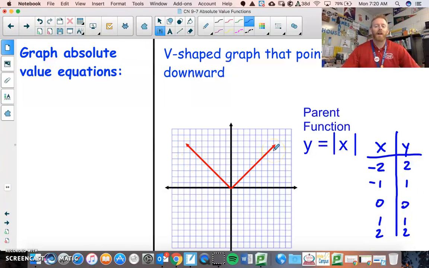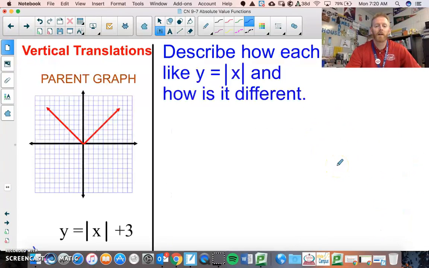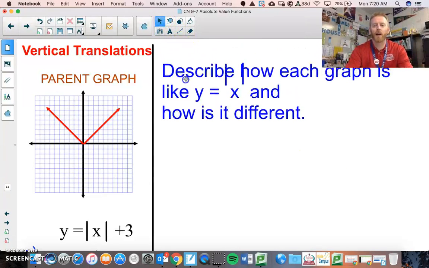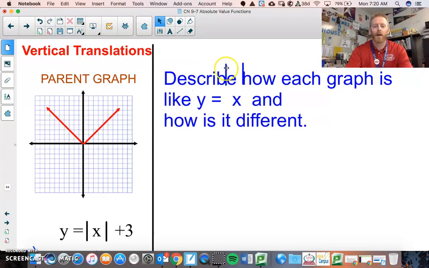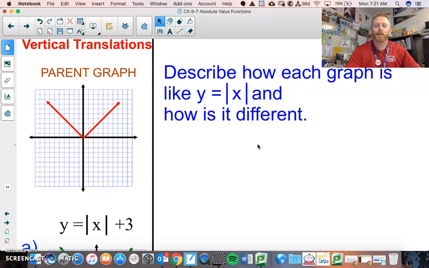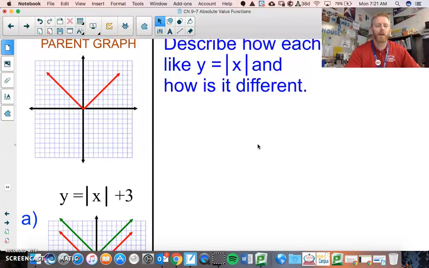So I find that to be my parent function, and then everything happens from there as we change the parent function's original stuff into other things. All right, so here's an example. You can't see these words, I need to bring them down. It says that we are supposed to describe how each graph is different from the parent function and how it is like. All right, so again, here's our parent graph.